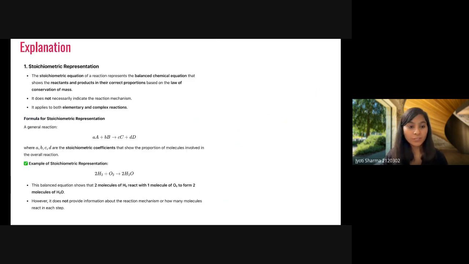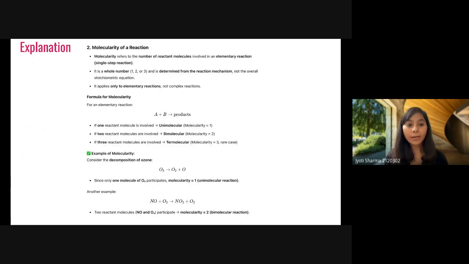And you can just see here, the stoichiometry representation of H2 plus O2 giving you H2O. Here 2 molecules react with 1 molecule and give you 2 moles. And this is not giving you the information on the reaction mechanism or how many molecules react in each step. Each step will give you the molecularity, right? But not the stoichiometry representation. So I think it is clear how molecularity is different from your stoichiometry equation, right?